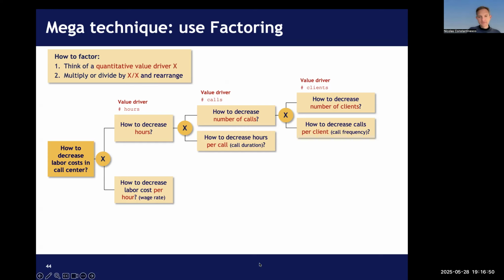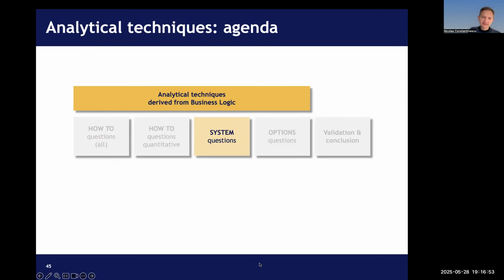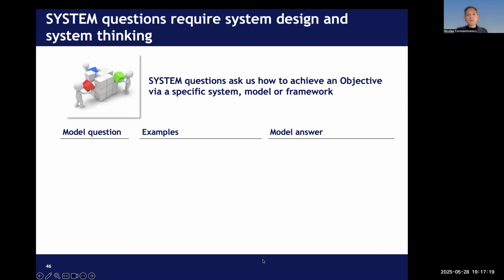All right. Now let me share with you the one I really don't like. I don't like it at all, but I have to do it for the sake of completeness. So system questions. First, let's define what they are. System questions are also how-to questions. But unlike the other how-to questions that simply say, how can I achieve this goal? These ones say, how can we achieve our goal via a specific system or model or framework?